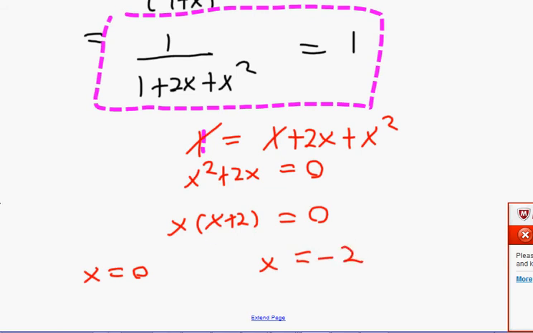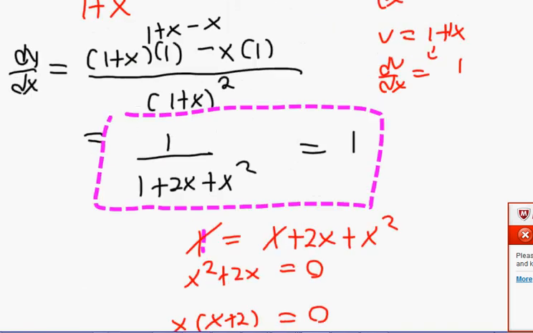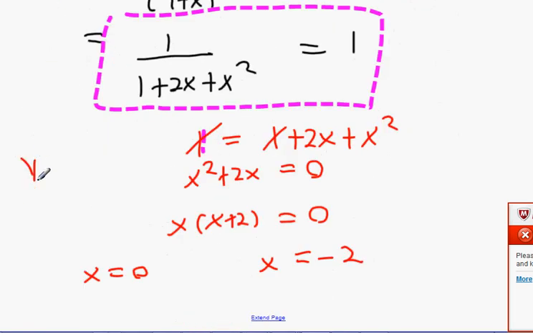Now, you know that x is 0 and x is minus 2. And you know that the original formula is y equals x over 1 plus x. Replace in your values to find the y coordinate. So when x equals 0, what happens? 0 over 1, which is 0. This means that your curve goes through the 0, 0.